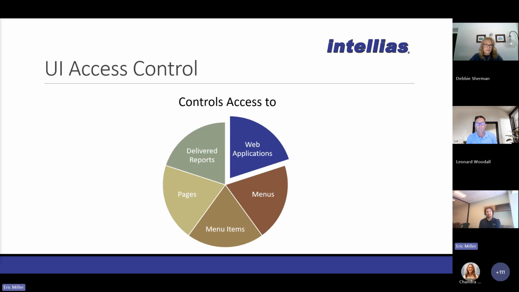So the four main ones that are more relevant to what we're talking about today are web applications, menus, menu items, and pages. On top of that, UI access control can be used to control access to the delivered reports within the application. Again, very easy point and click functionality to control, for example, what delivered reports or what web applications or what menus people in a specific security role are able to see.